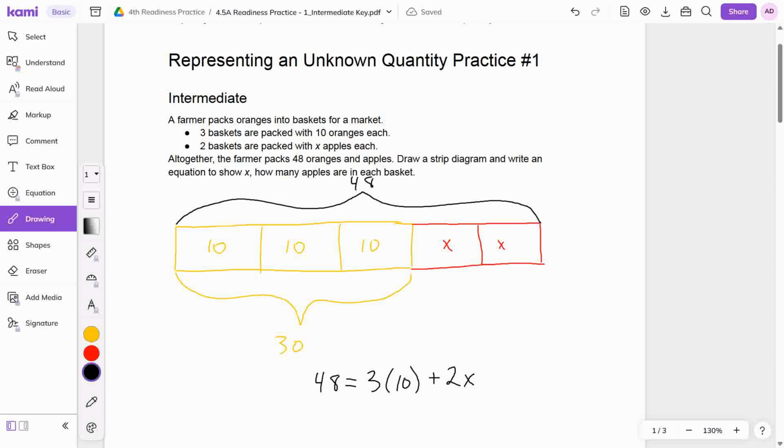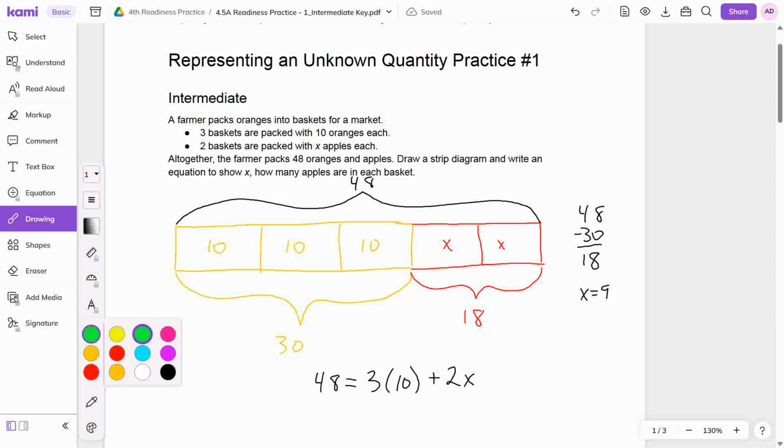Think about this. If I've got 48 total, and I've already used 30 for my oranges, that means that I've only got 18 left, because 48, right, minus 30 equals 18. Now, my 18 is split into 2 equal groups, x and x. So really, if I want to think about it, my x is going to equal 9, because I've got 9 and 9, that makes 18. That 18 plus the 3 sets of 10 make my 48 total.